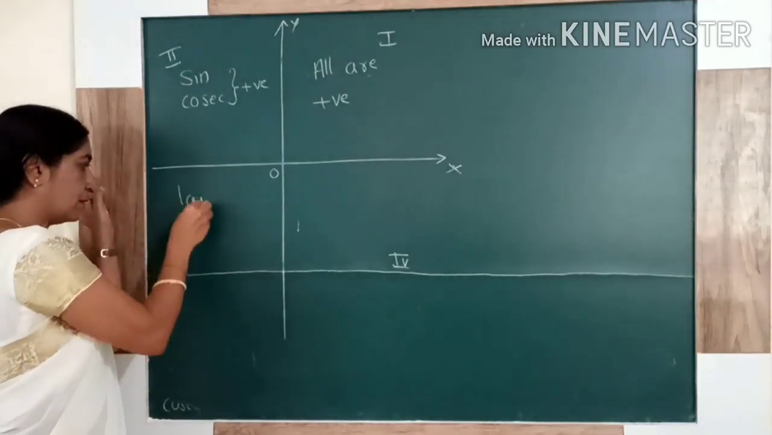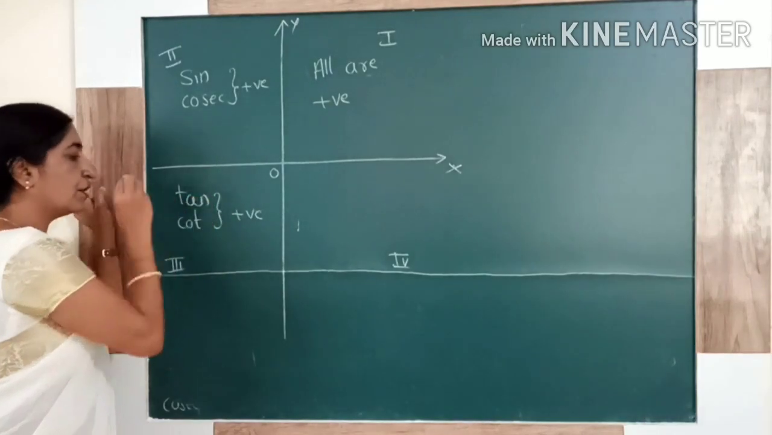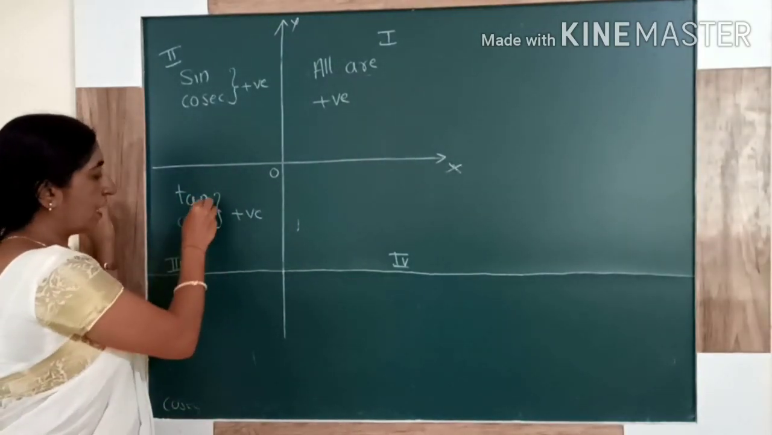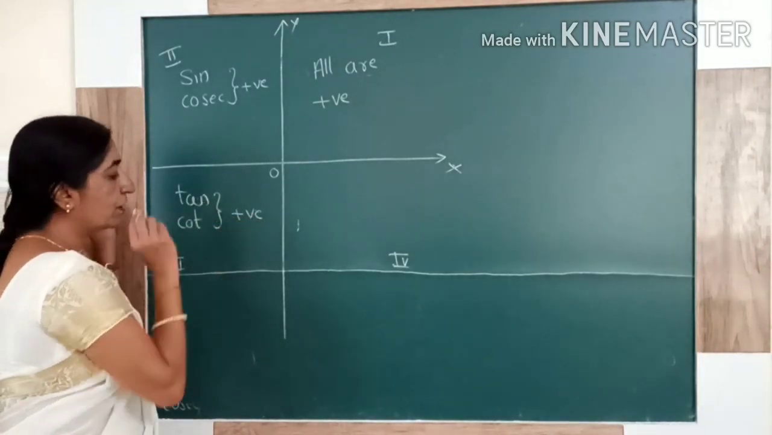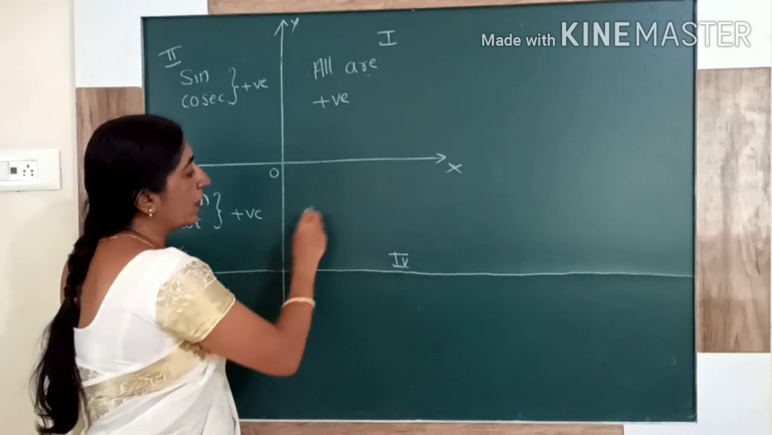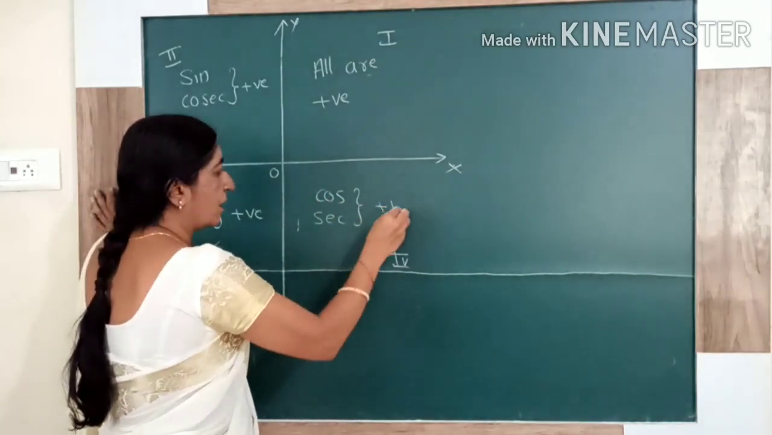Third quadrant, tan and cot are positive. These two are positive. The remaining four are negative. What about the last? Only two are remaining. Which two? Cos and sec. Cos and sec are positive.